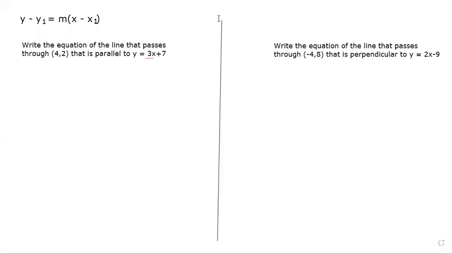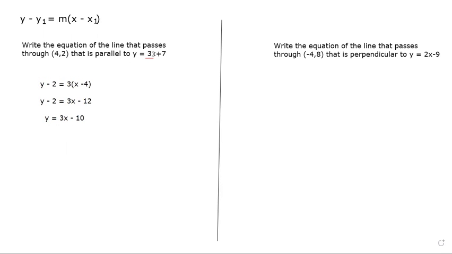So we must know that we're going to use 3 for the new line. So we put it into the formula. Y minus 2 is equal to 3 times x minus 4. Okay, y minus 2 is equal to 3x minus 12. And now when we add 2 to both sides, y is equal to 3x minus 10.